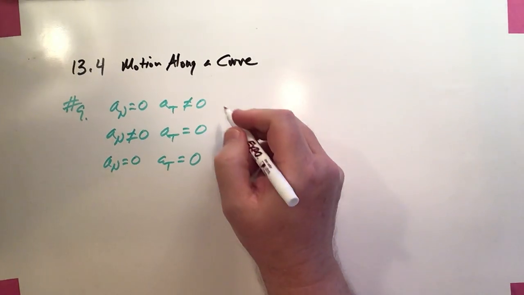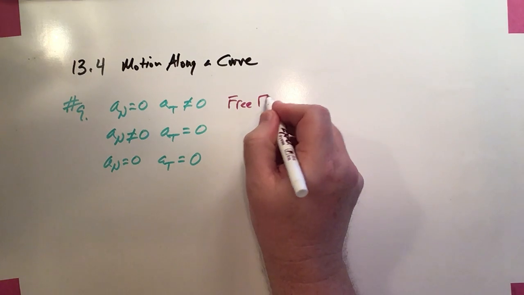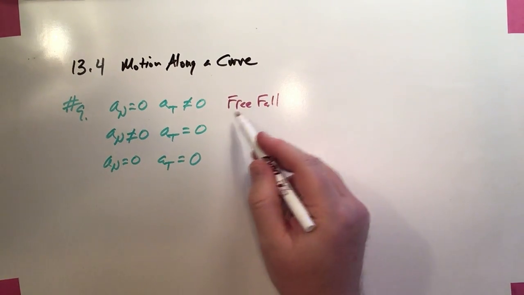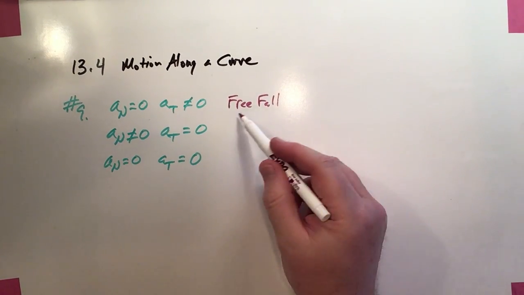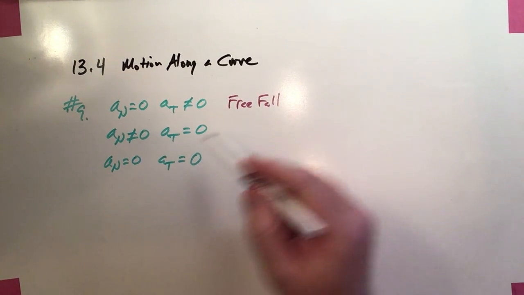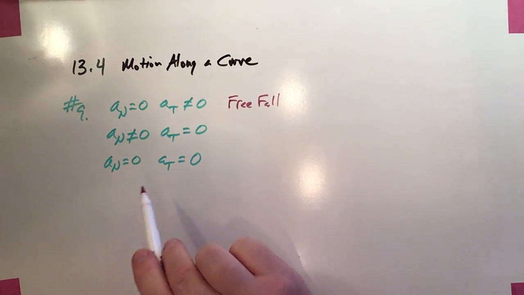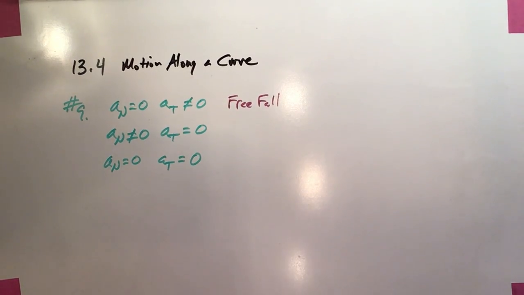A good example of that would be a dropped object, because free fall represents just this. An object that's freely falling after having been dropped will travel in a straight line to the ground with no normal acceleration, but it will accelerate in the direction it's moving. So that's a perfect example of that.